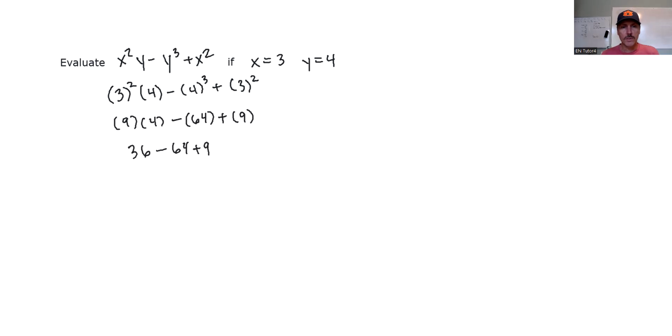Now, finally, we're just left with subtraction and addition. So we can say 36 minus 64 is negative 28, plus 9 is going to be negative 19. So our final answer will be negative 19 for this problem.